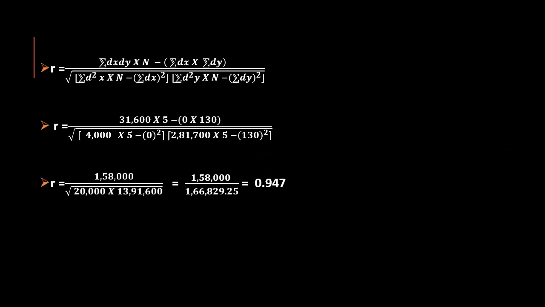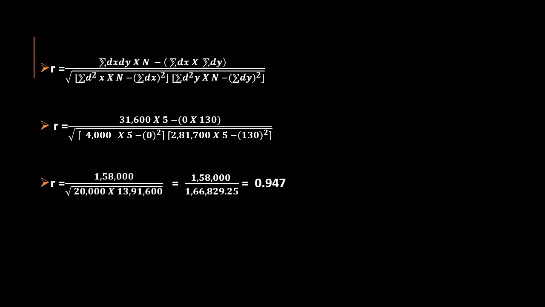So friends, apply the formula in the sum. You have to follow the shortcut method here. That is sigma dx dy into n minus sigma dx into sigma dy, divided by square root of sigma dx square into n minus sigma dx whole square, multiplied with sigma dy square into n minus sigma dy whole square. Friends, you have to follow the same formula always whenever you are using the shortcut method.